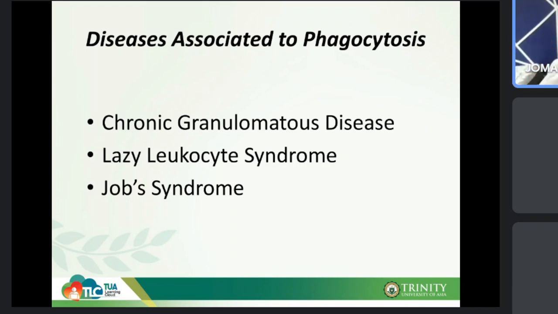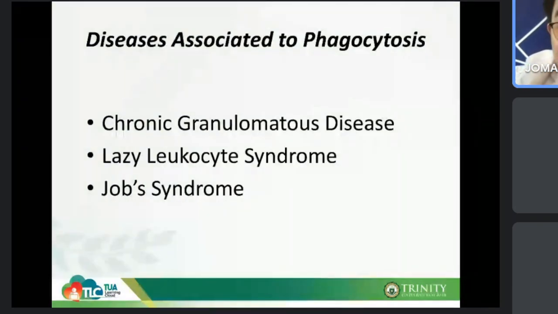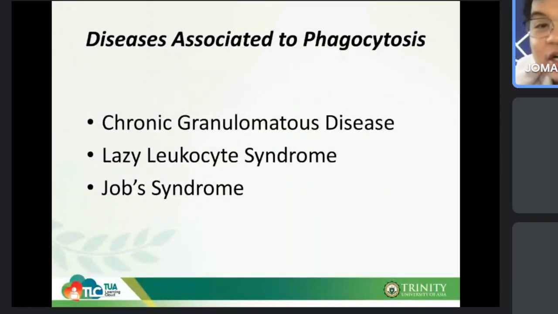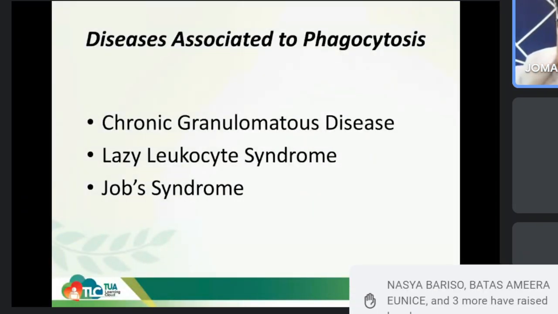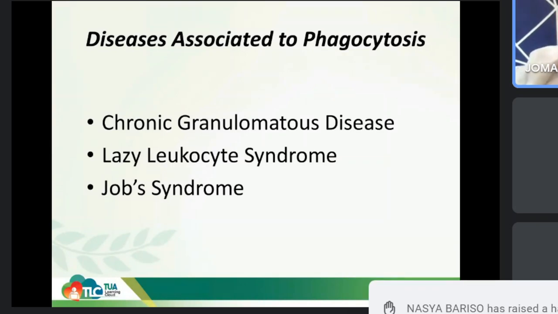Both activities, random and chemotactic activity, have a problem. Again, lazy leukocyte syndrome is a type of abnormality in your leukocyte where your random activity and your chemotactic activity are both abnormal. Okay? Nagets po tayo kay lazy leukocyte syndrome. Can I see a raise of hand if we're clear? Okay. That is lazy leukocyte. Lazy leukocyte, random and chemotactic, both abnormal.